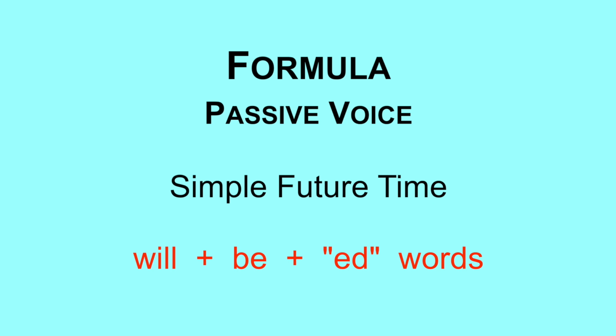There is no past perfect continuous passive voice. Now we can move to simple future. What is the formula for simple future passive voice? Will plus be plus ed words.